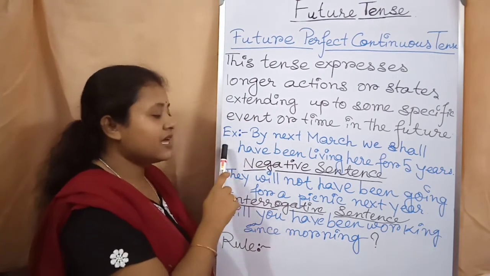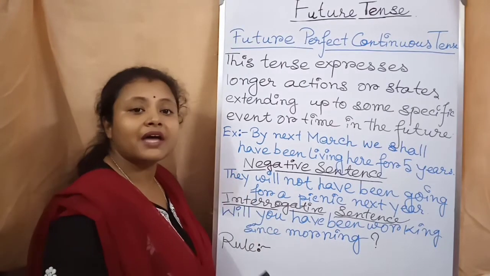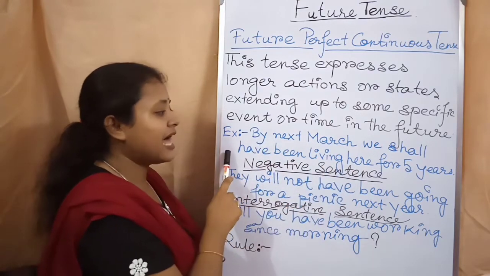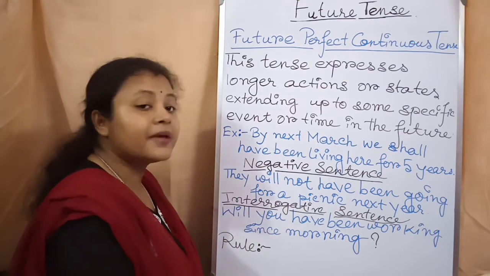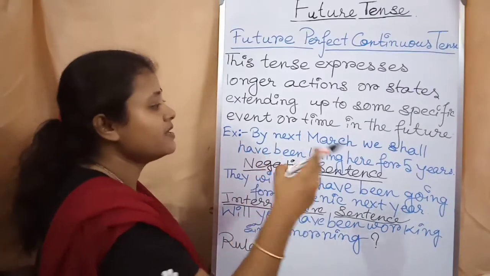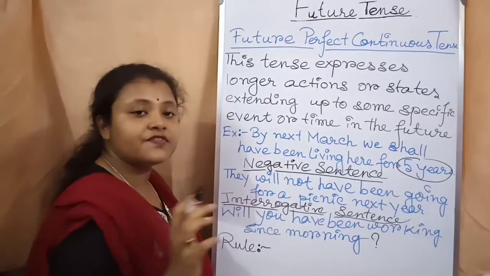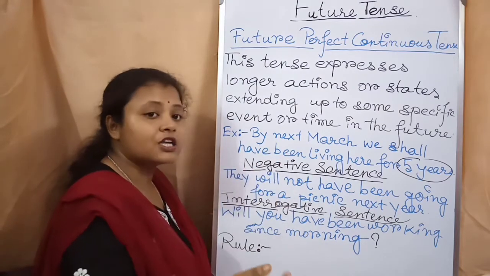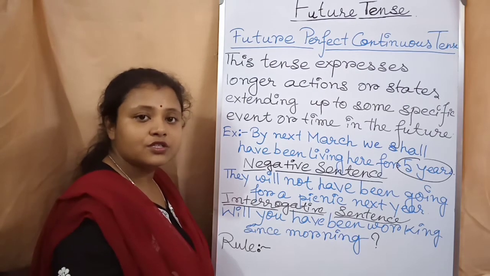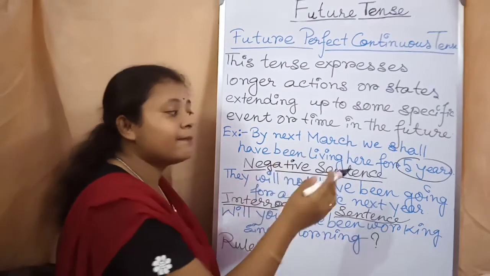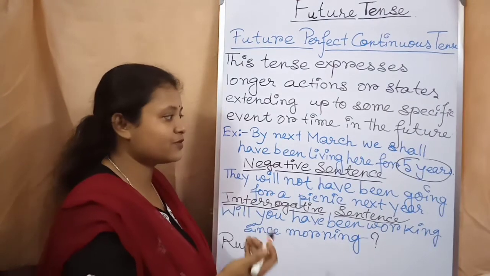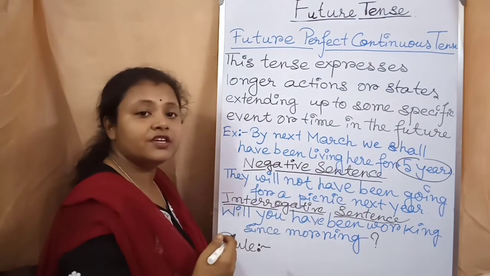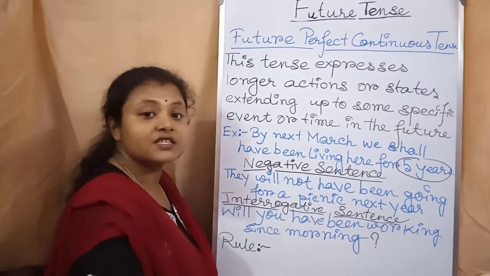Okay, so here is the example from the assertive sentence that I have given. By next March, we shall have been living here for 5 years. I told you about the specific time. Here 5 years is mentioned. How much time have we lived? By next March means next year, maybe 2021. We shall have been living here in Barakpur. Maybe I live in Barakpur, so that's why I'm giving an example in Barakpur. I have been living in Barakpur for 5 years. Next year that will happen.